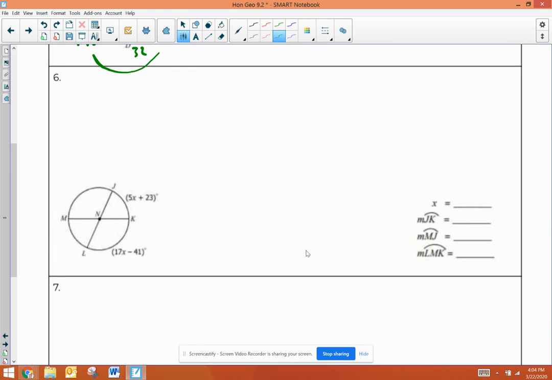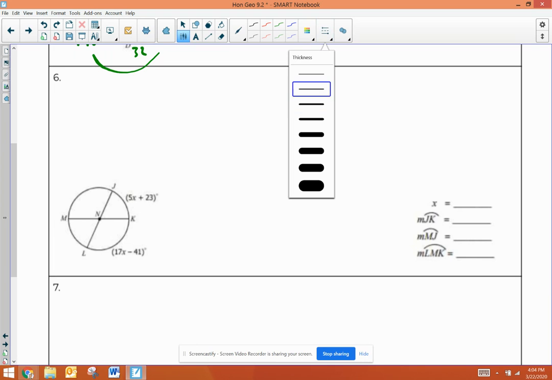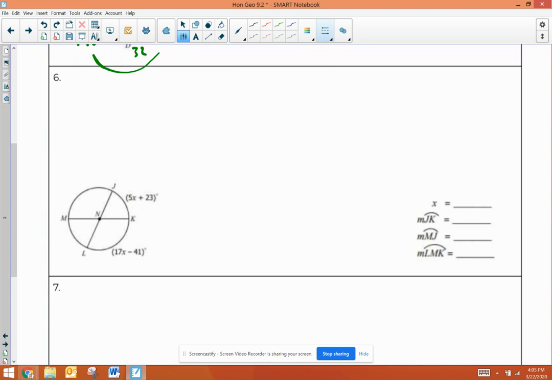Just one thing about how you set it up: what we know, what we need to know. All right, since JL is a diameter, I know that the measure of arc JKL is 180 degrees. So I'll add these two expressions together and set them equal to 180.